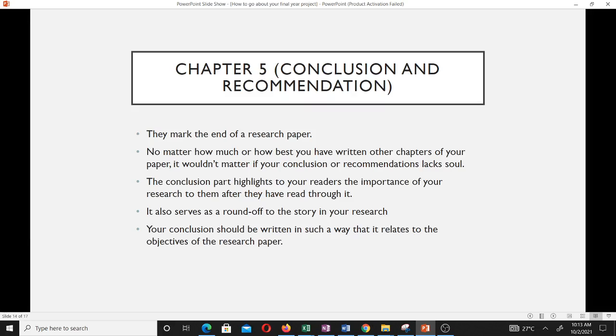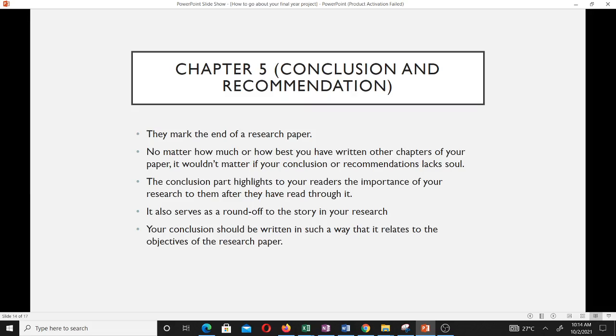So the conclusion and recommendation mark the end of a research paper. No matter how well you have written the other chapters of your paper, it wouldn't matter if your conclusion or recommendation is lacking. Right? No matter how good the other 4 chapters are, if your conclusion and recommendation are not well written, it makes your work shaky.